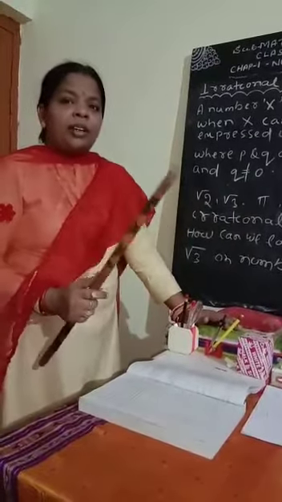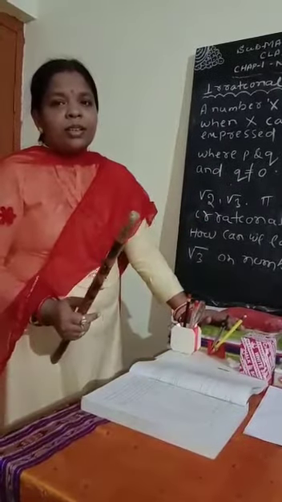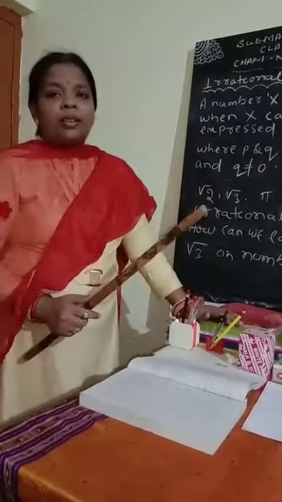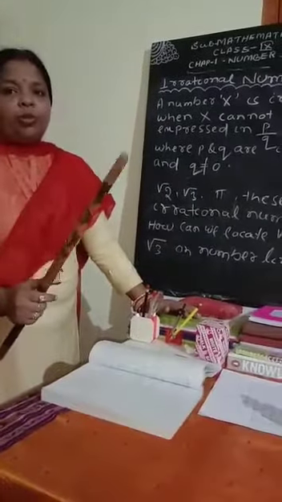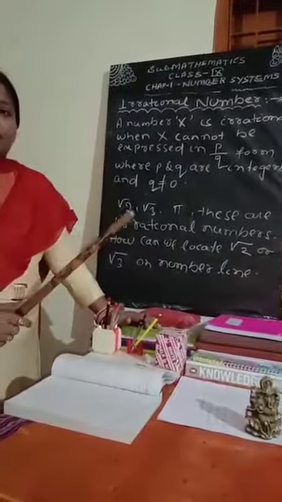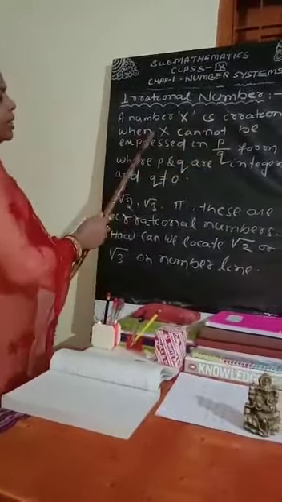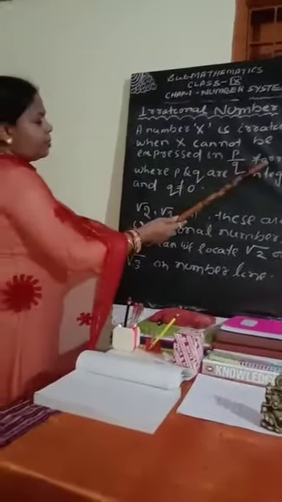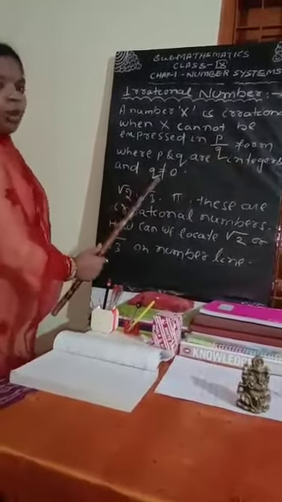Yesterday I told you an irrational number is that number which is not rational, and you know the rational number is the number where x is equal to p by q, and p, q both are integers, q not equal to 0. If it is irrational, then a number x is irrational when x cannot be expressed in p by q form, where p and q are integers and q not equal to 0.